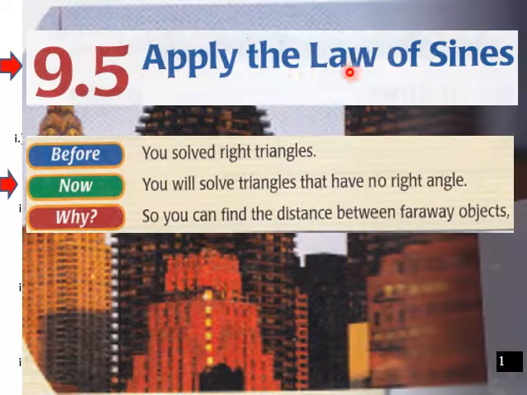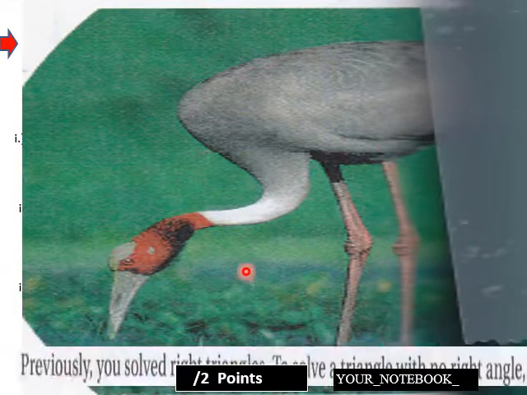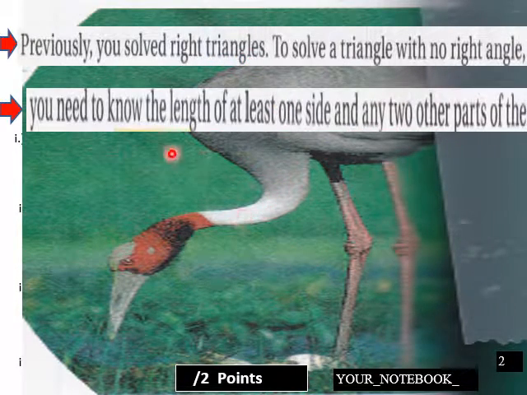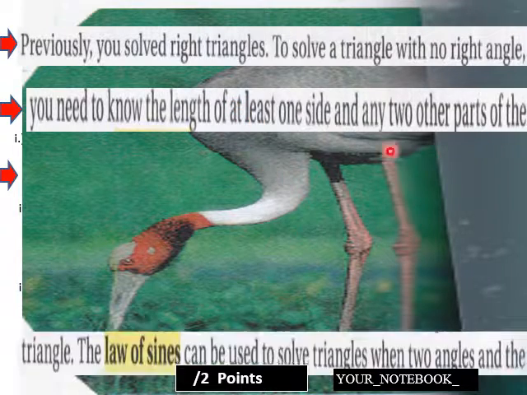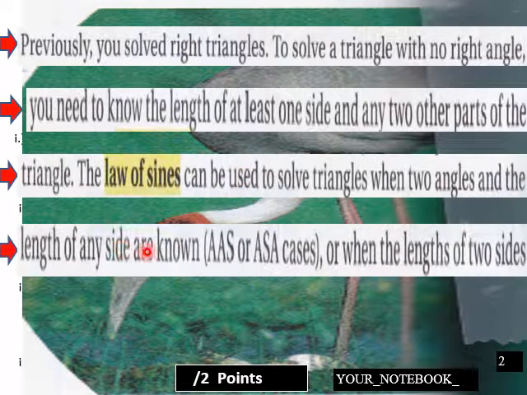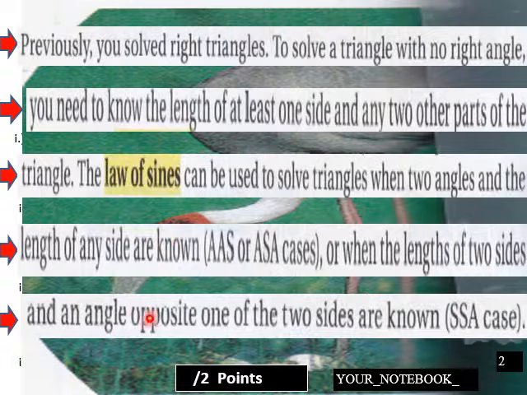Okay, 9.5, apply the law of sines. Previously you solved right triangles. To solve a triangle with no right angle, you need to know the length of at least one side and any two other parts of the triangle. The law of sines can be used to solve triangles when two angles and the length of any side are known, angle, angle, side or angle, side, angle cases, or when the lengths of two sides and an angle opposite one of the two sides are known, side, side, angle. So in those situations you can use the law of sines.